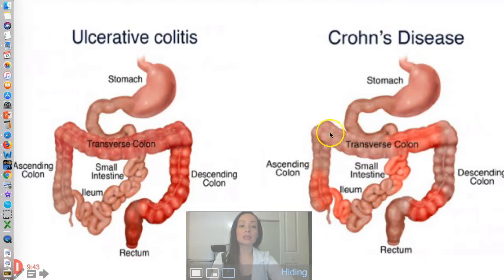We have skip lesions, right? Look, it's healthy, healthy, healthy, lesion here. So we have a lesion in the ascending, transverse, and the descending. But look, it's skipped here. This is healthy bowel. So once again, with Crohn's, you have these skips. UC is continuous. And notice how the rectum is involved in UC and the rectum is not involved here. Now, occasionally the rectum can be involved in Crohn's, but typically the rectum is involved in UC.